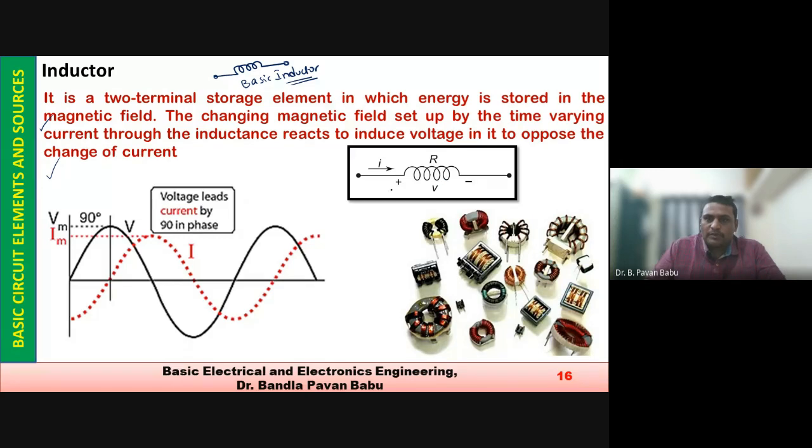The polarity is plus and minus. When you apply voltage, obviously the current starts flowing through this inductor. So this is not R; the inductor is represented with L. If you observe these diagrams, these are the different types of inductors. Mostly these appear to be like a toroid, so we need not consider this.